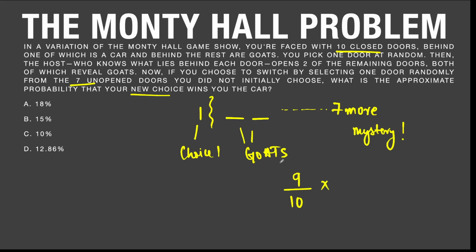Out of those 9 doors, 2 of them had goats. That is why I am left with 7 doors now. Out of these 7 doors, I have to choose only one, because there I will get a car. So my answer comes out to be 9 over 70. Or if you go with the chances of probability, I can say that 12 sevens are 84, right? So I am supposed to reach somewhere near 90. So 12.86 is definitely going to be my correct answer.